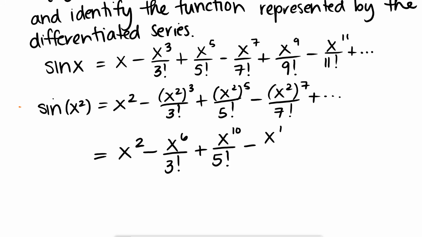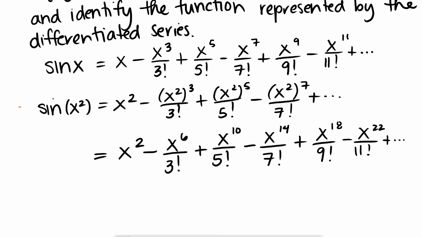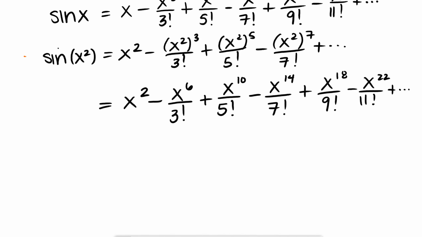This would be minus x to the 14th over 7 factorial, plus x to the 18th over 9 factorial, and then minus x to the 22nd over 11 factorial plus dot, dot, dot. Okay, and now let's take the derivative. So let's differentiate this and let's see what's going to happen.